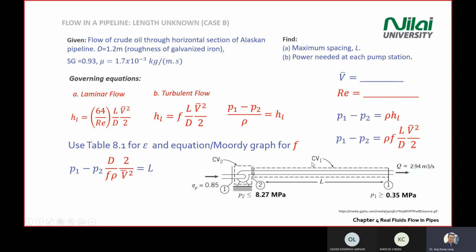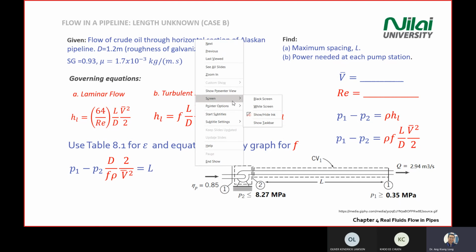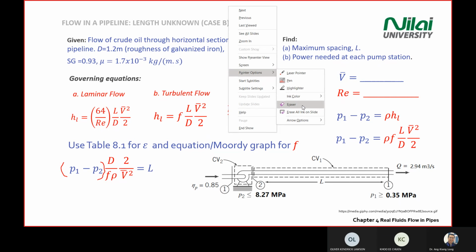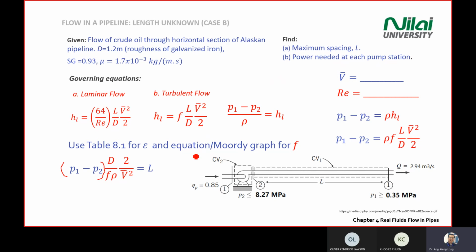The question asks us to find the length. So you rearrange P1 minus P2 equal to rho f L over D, V squared divided by 2. We are interested to find the L over here. So you rearrange this equation to L equal to (P1 minus P2) times D divided by f rho V squared over 2. Okay, so I think the formula is not properly written. It should have a bracket here. Okay, then you continue. You can find the L.